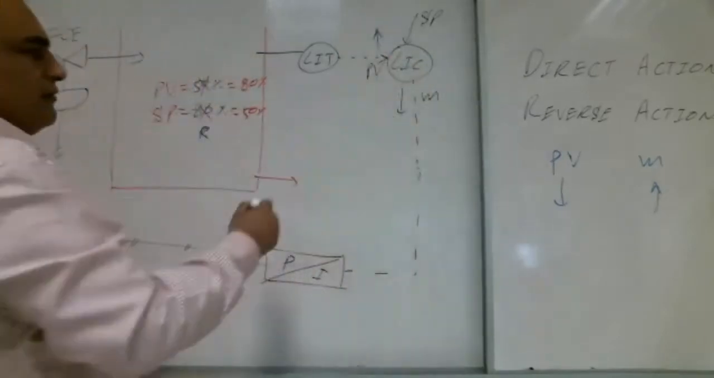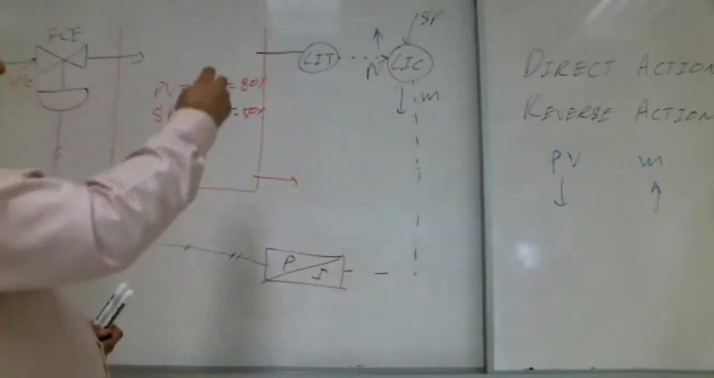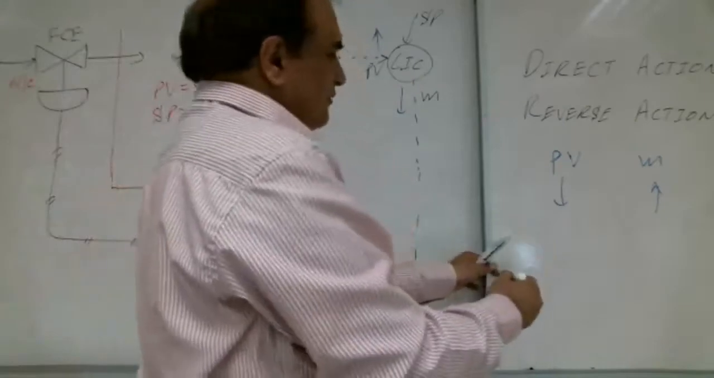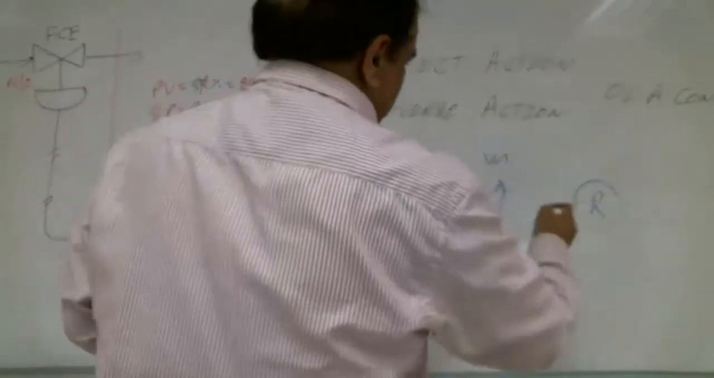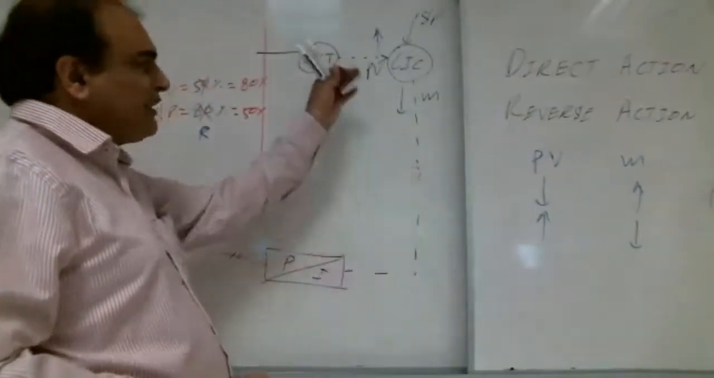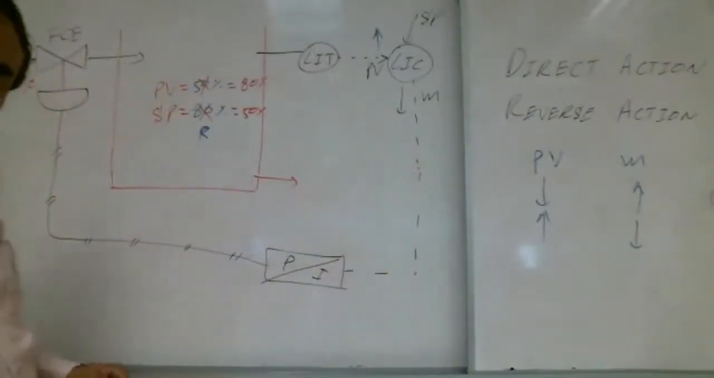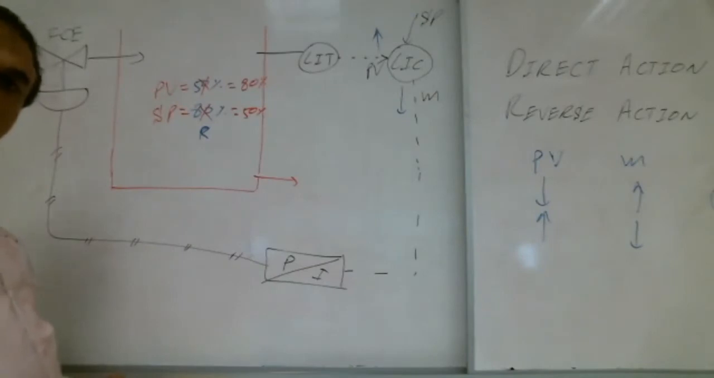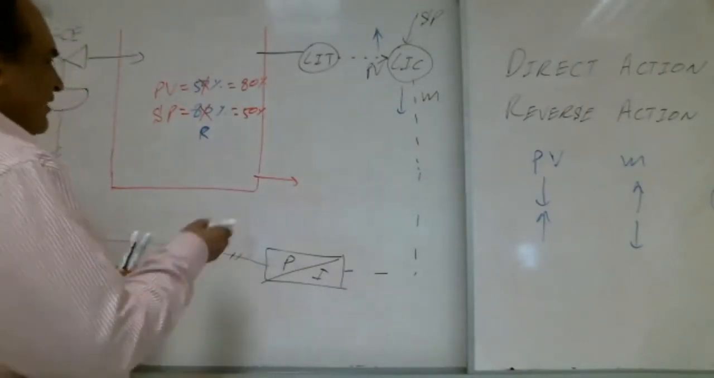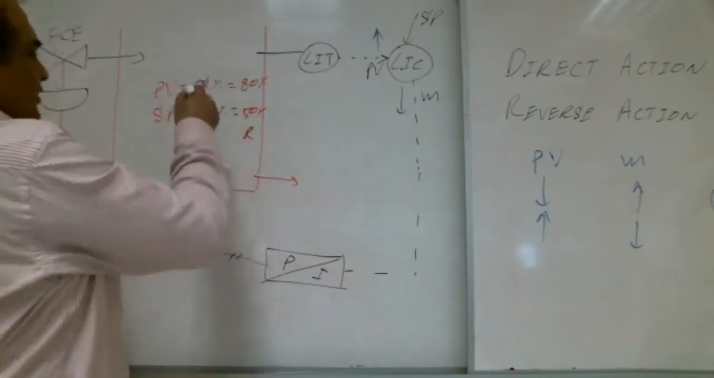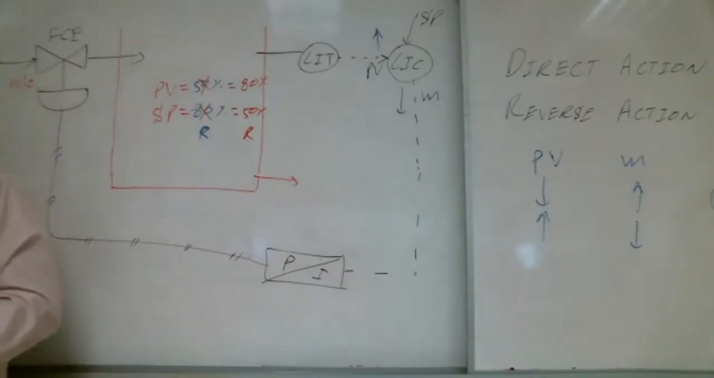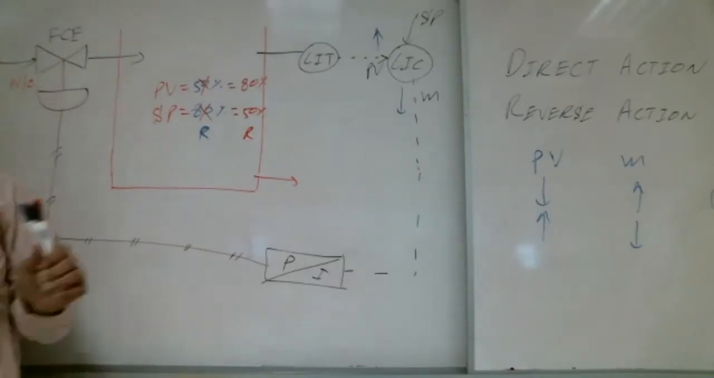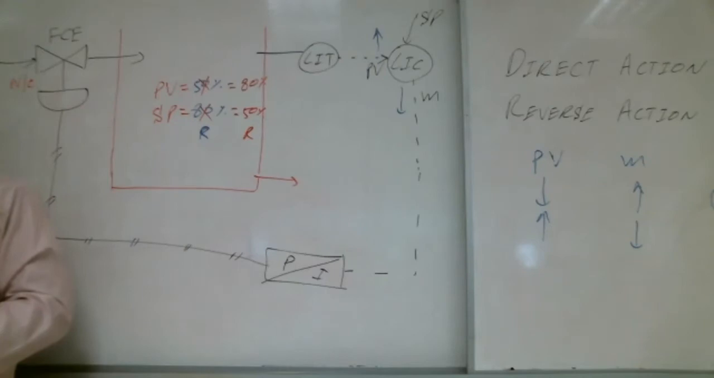Again, opposite. If the arrows are opposite, what does it mean? Error equals PV minus set point. Reverse. Whenever the arrows are opposite, it means reverse. Whichever value of PV, whichever value of SP you take, it will always be reverse in this given condition. Shabab with me?